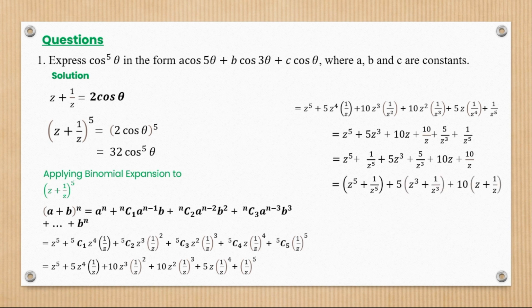Now we can factorize out in each individual group. These are the different groups that we actually have. In the first group we have that. Then in the second group we can pull out a 5, and that's what we end up with. And then in the third group we can pull out a 10.